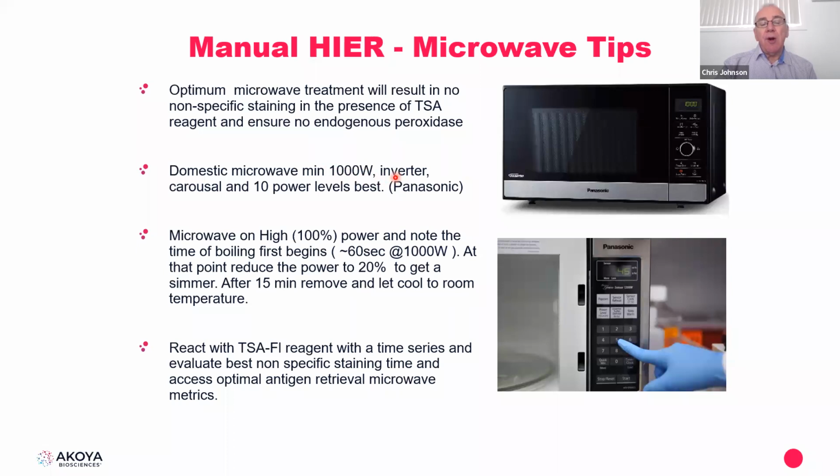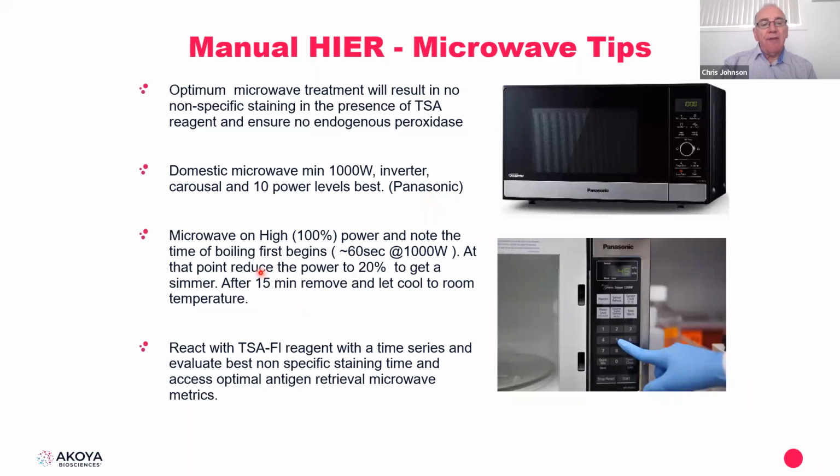That is, the microwave power is regulated by the power rather than by a timing interval, which is an older style microwave. It has a carousel inside and ideally has a number of power levels. Now, the Panasonic is a brand that actually does reach all those criteria. And so this is a good choice in microwave if you don't have one.